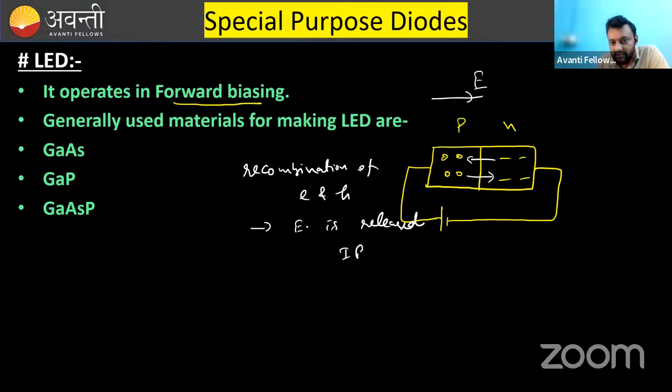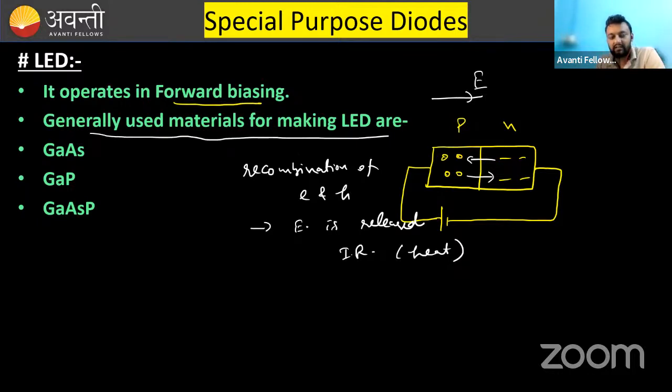This energy lies in which region? Infrared region, which causes only heat. Now, if I design some material like that, in which the released energy lies in the visible region, then we will get the LEDs. So LEDs are made from certain materials to get the desired color, because energy is going to be released, a photon is going to be released due to the recombination.